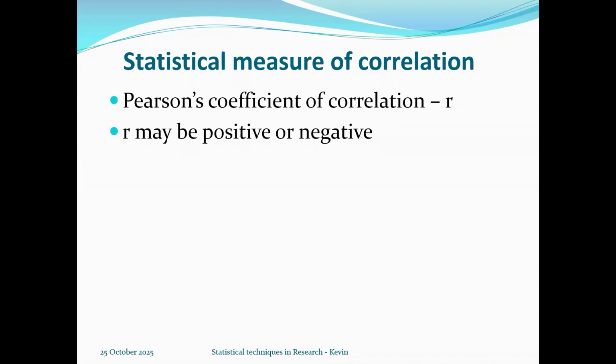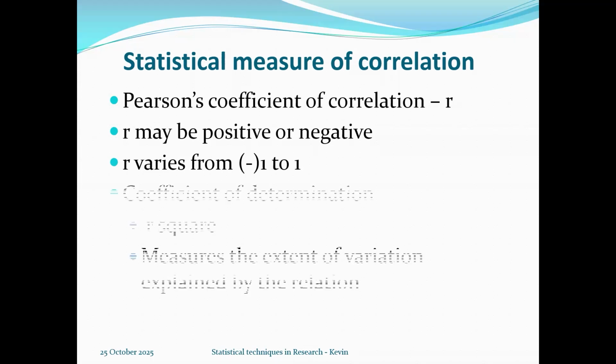For example, when the price of a commodity increases, naturally the demand will decrease. So when you calculate correlation, you will get a negative correlation. It varies from -1 to +1. 1 means very high correlation. 0 means no correlation. 0.2 means small correlation. 0.5 means medium correlation. 0.8 means fairly high correlation. So it varies from -1 to 1.